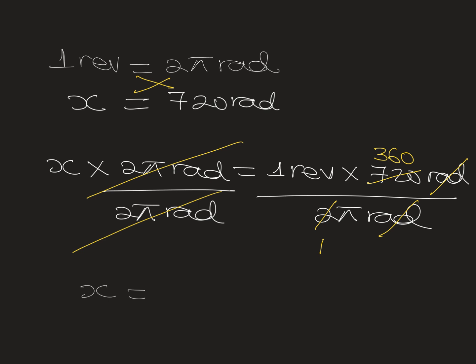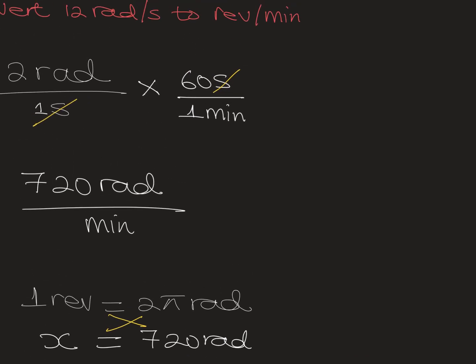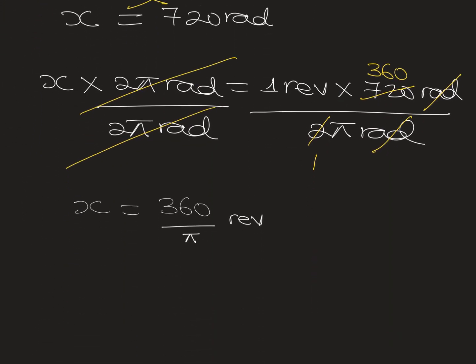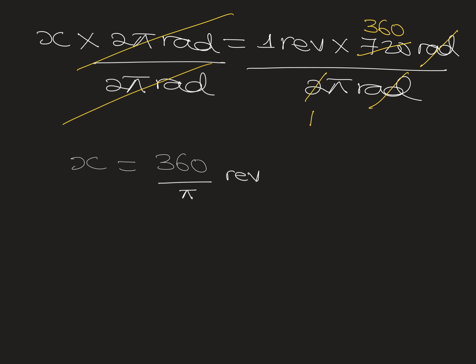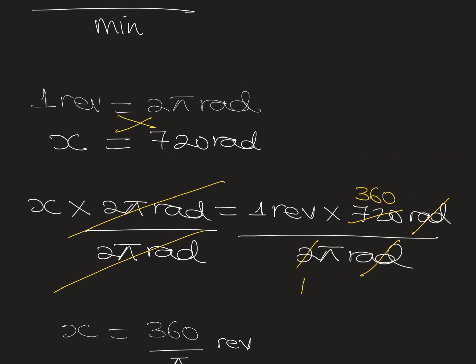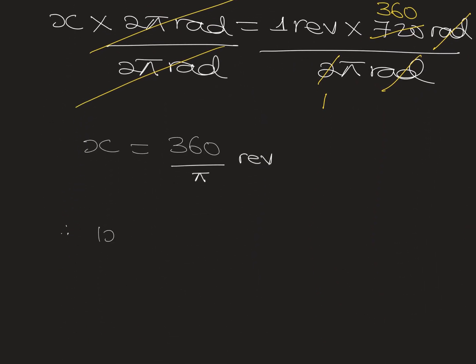So x will be equal to 360 divided by pi revolutions. So that is what is x. So our answer is now in revolutions per minute. So therefore, 12 radians per second is equal to 360 divided by pi revolutions per minute.